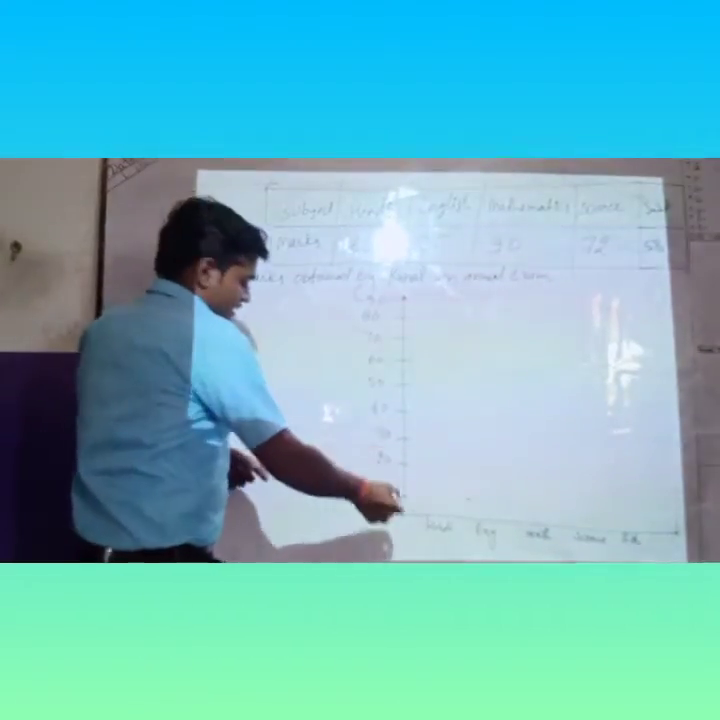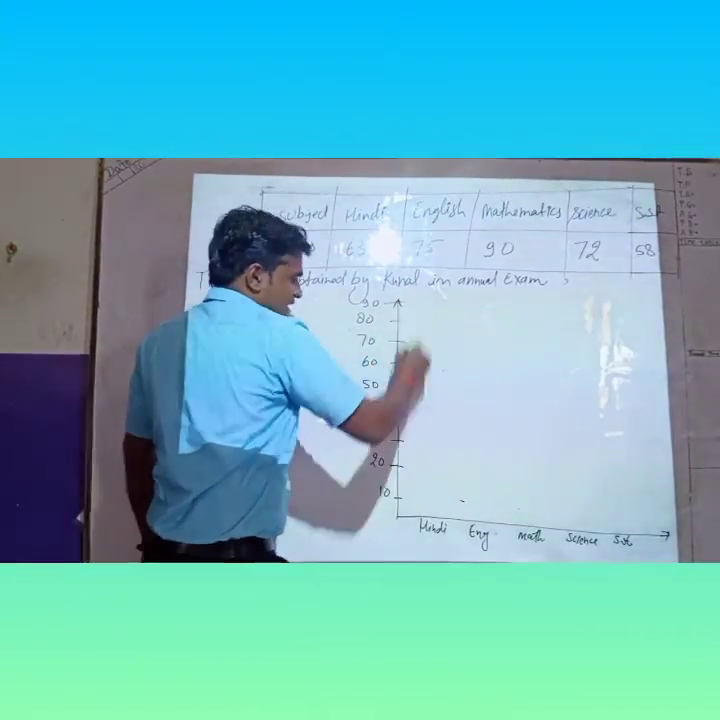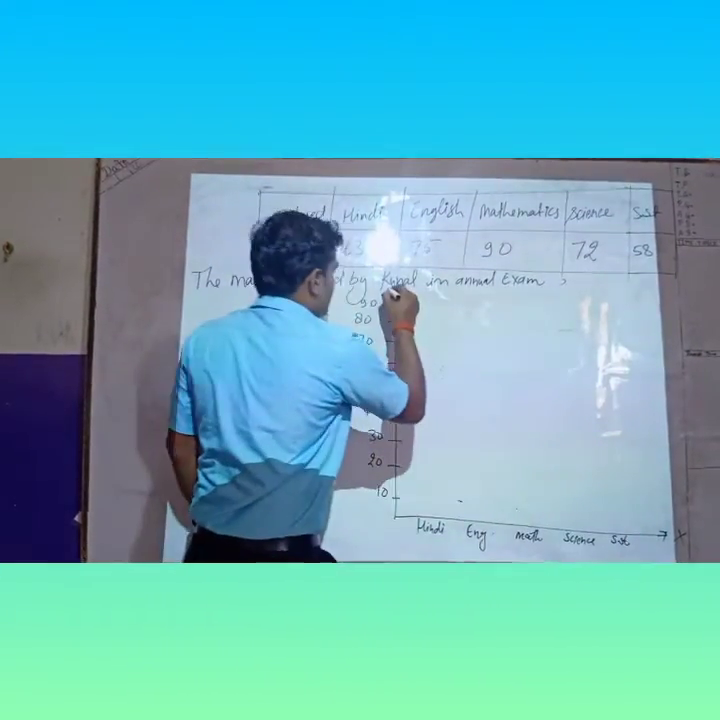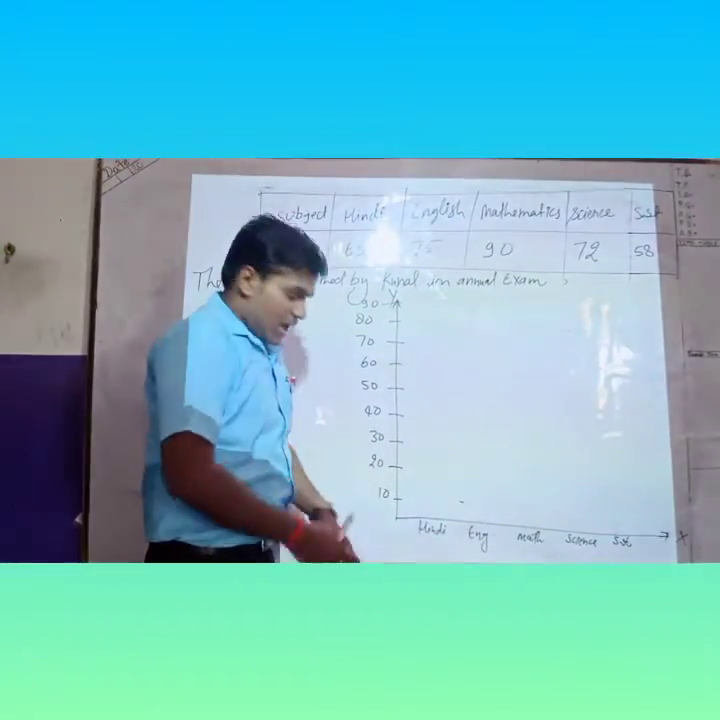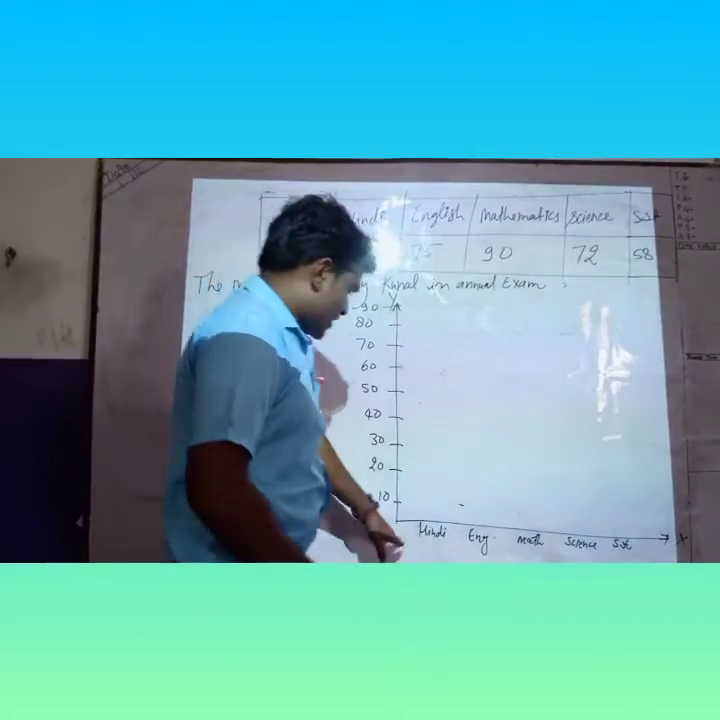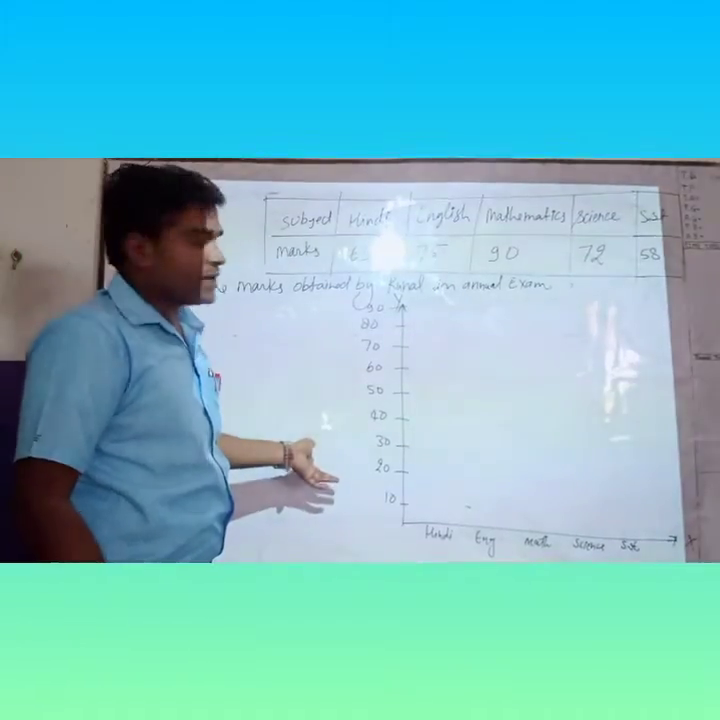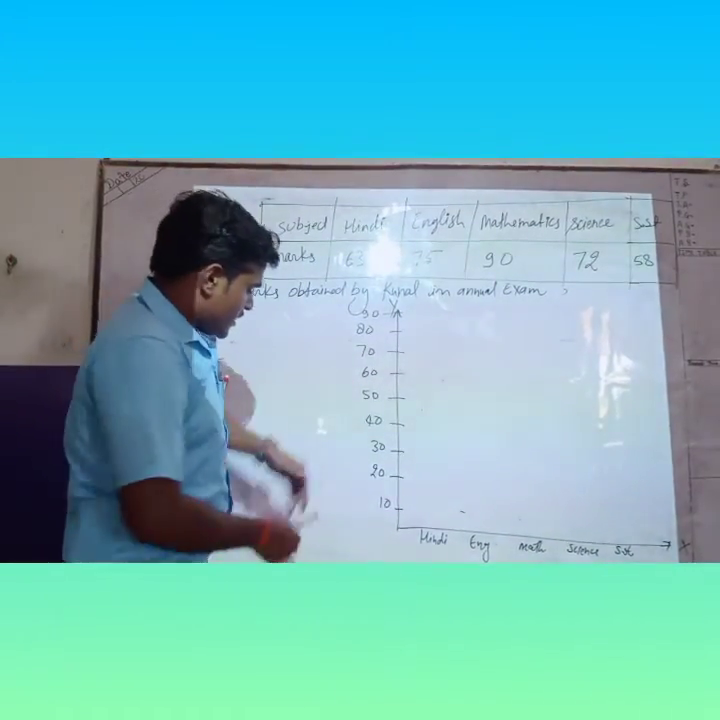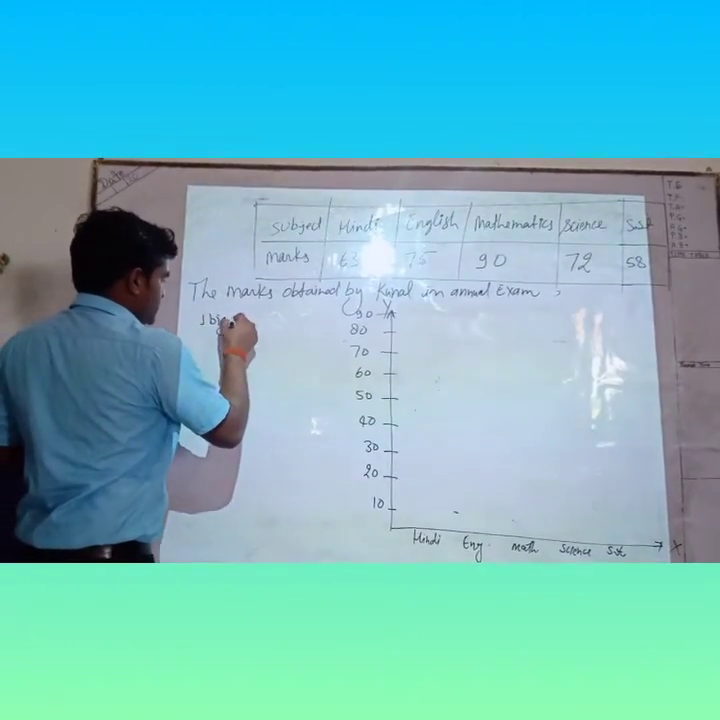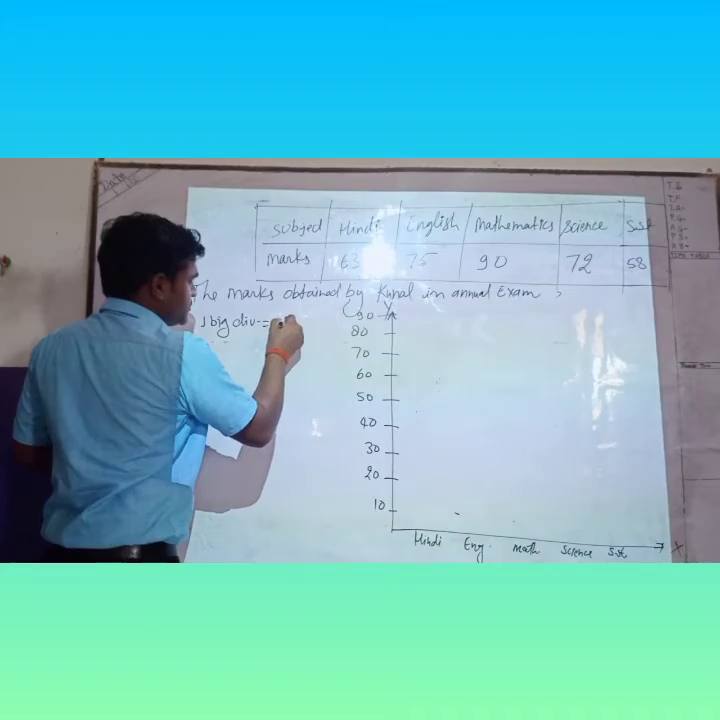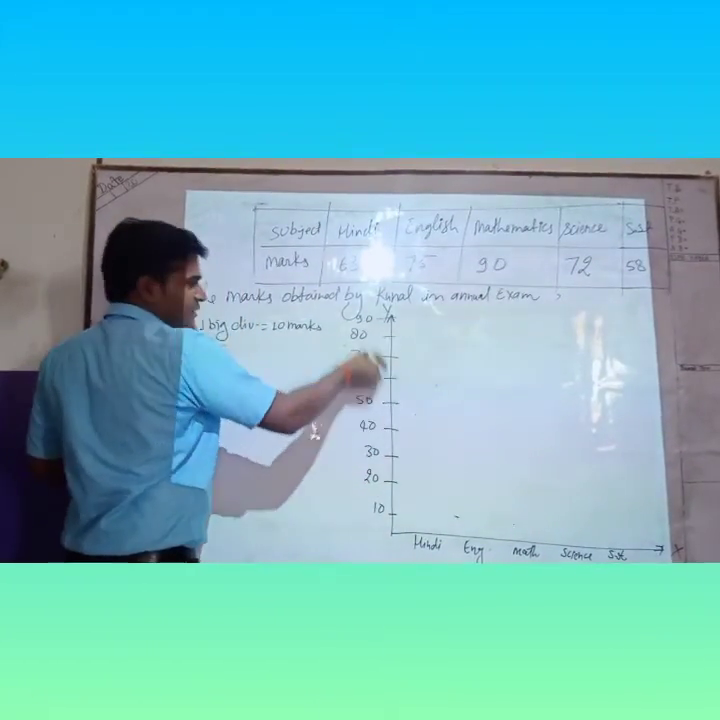Okay, so children, first we will draw two axes: the x-axis, which is horizontal, and the y-axis, which is vertical, on the graph paper. We will write the subjects on the x-axis because the vertical axis generally shows the frequencies. So for marks obtained, we have to consider the scale. One big division is equal to 10 marks. So 10, 20, 30, 40, 50, 60, like that.